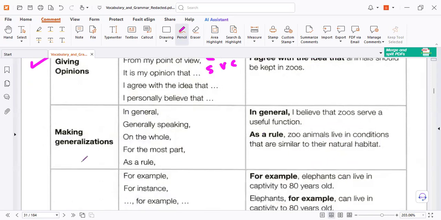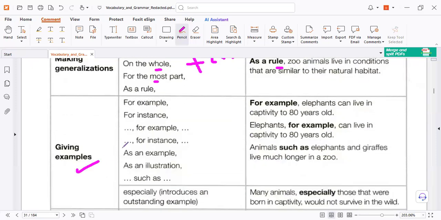Here, making generalization, just like to make something general. So just like a general fact, for example, in general, generally speaking, on the whole, for the most part, as a rule, we need a comma. Very important to use a comma. Remember, we need a comma. If you forgot it, you're wrong. And after all of this, we need a complete sentence. And of course, here we have subject, verb, and then we have a clause to complete the object meaning. So it's a sentence.